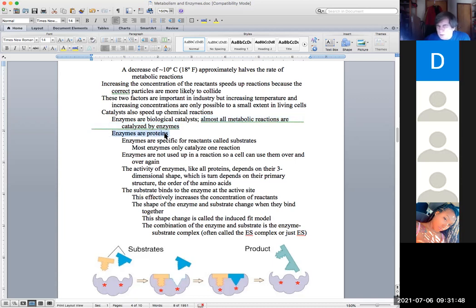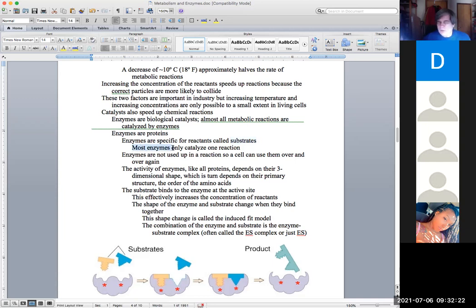Now, enzymes are proteins. So remember what we've been talking about. Proteins always work by their three-dimensional shape, which depends on the order of the amino acids. Enzymes are very picky because they only work by their three-dimensional shape. So most enzymes only work with one reactant or a few reactants that have the same shape. The reactant for an enzyme is sometimes called the substrate.